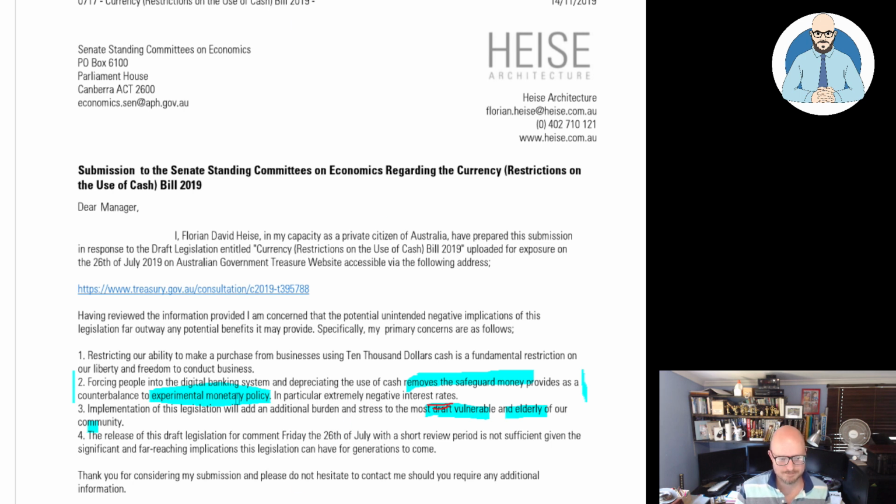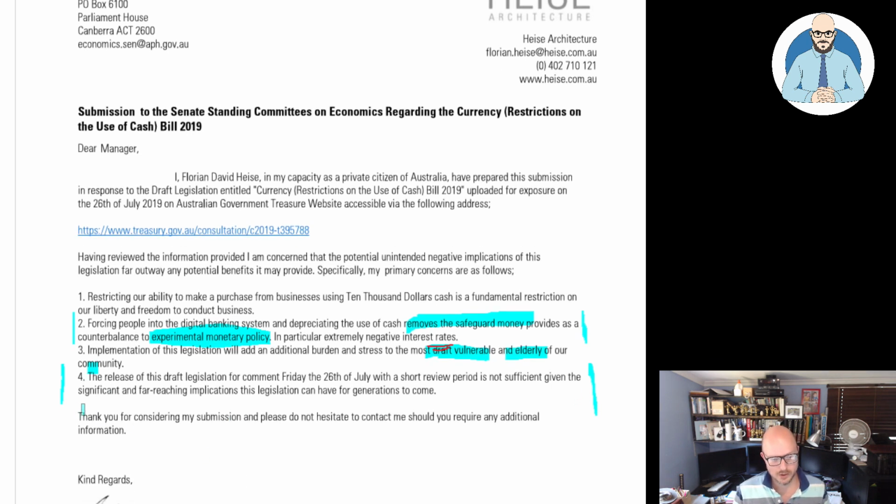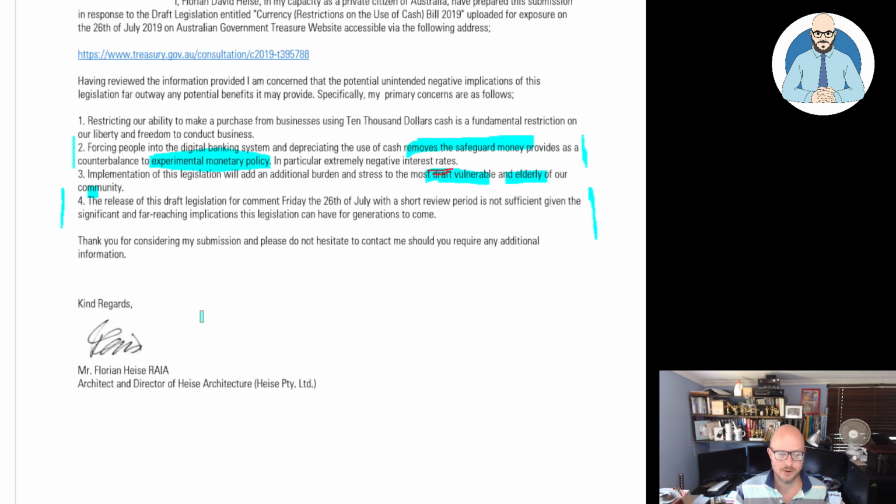More government. Four, the release of this draft legislation for comment Friday the 26th of July was a short review period. A short review period is not sufficient given the significant and far-reaching implications this legislation can have for generations to come. Yes, I don't think there was enough time allowed for submissions from the public and the general population. So thank you for considering my submission, and please do not hesitate to contact me should you require any additional information. Florian Heise, architect and director.